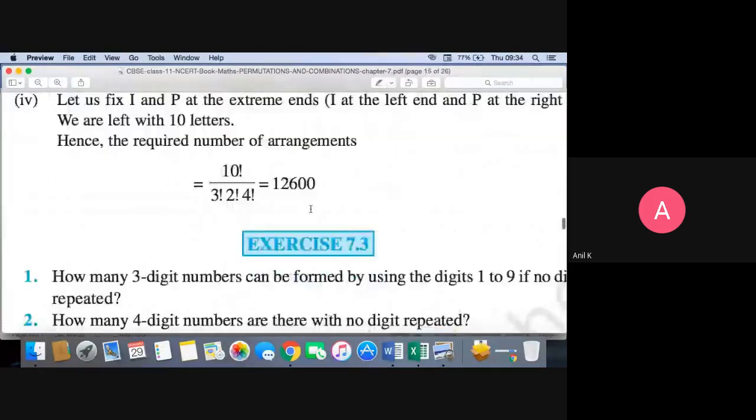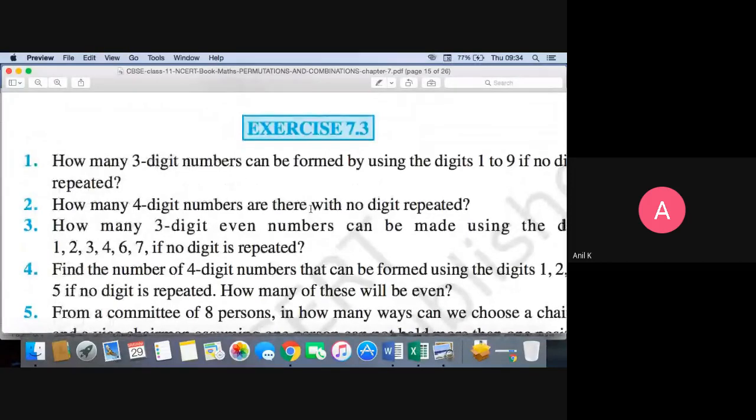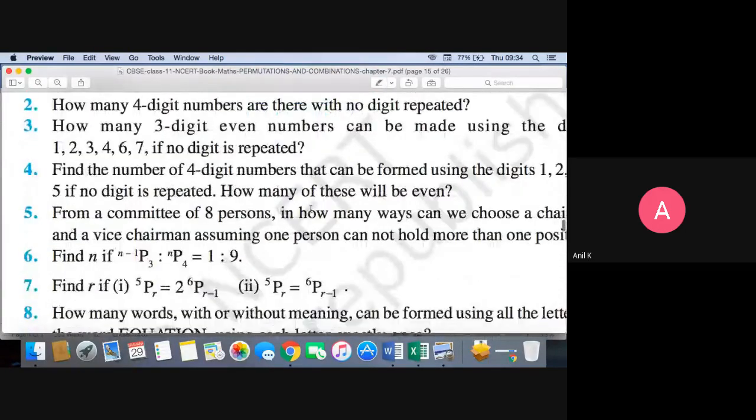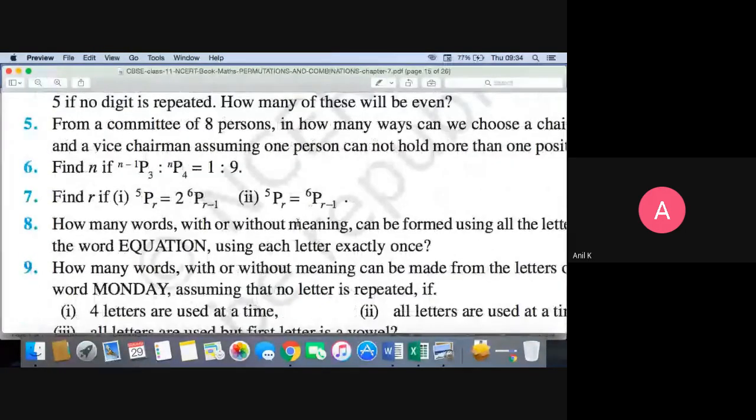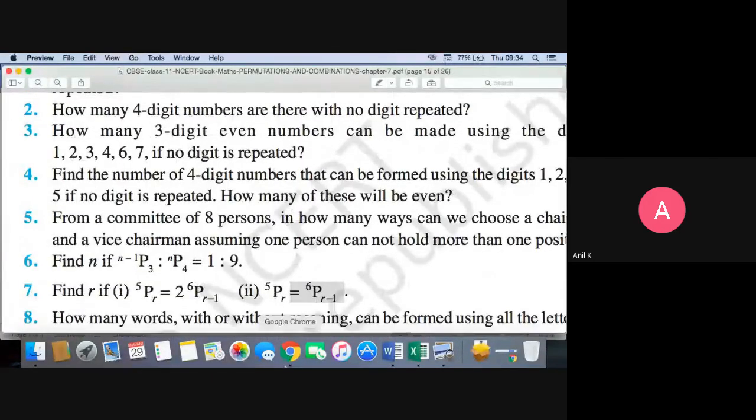Then what else we have here is exercise 7.3. See what questions you can solve. I think till question number 7 you can try it out. Can you?